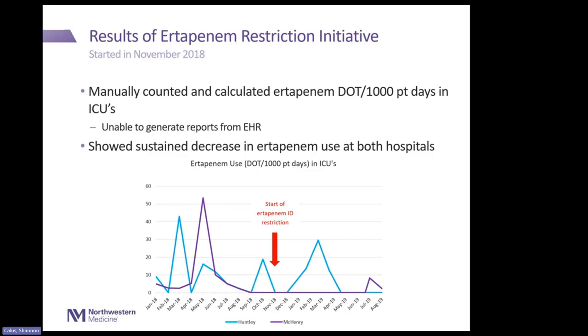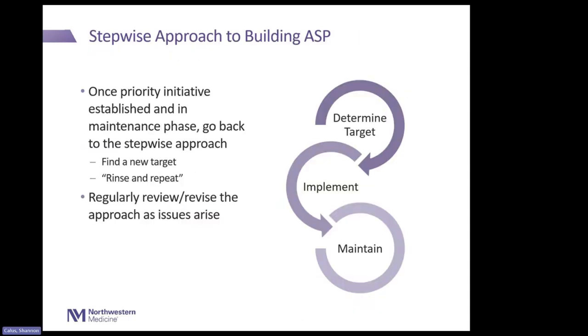So we did see a sustained decrease in ertapenem at both hospitals, and in that way we were able to narrow our scope and successfully show that if we tackle one item at a time, we're more likely to succeed than biting off more than we can chew.